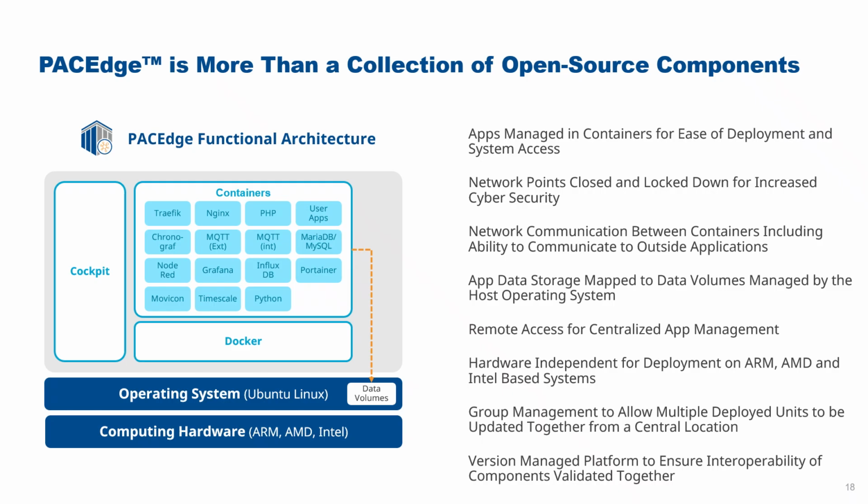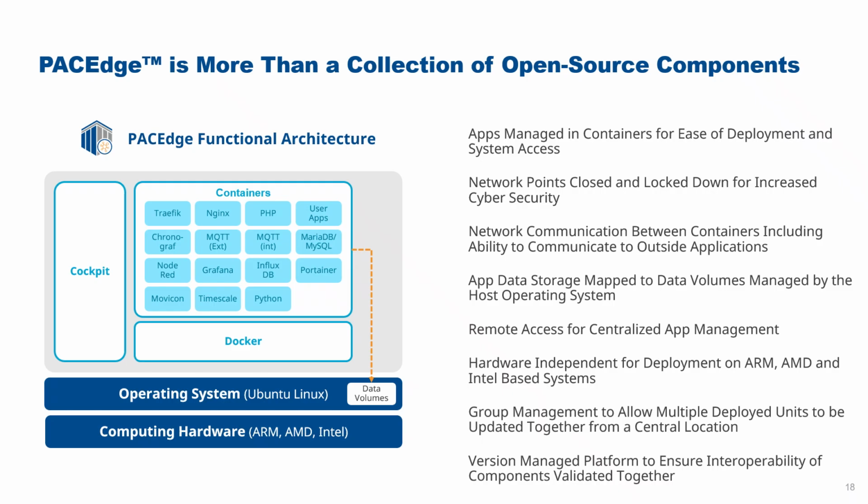Now you might argue that PACEdge is just a collection of open source components. And you might say, well, I will go out and buy my own industrial device and I will download and install all of the PACEdge components and run them separately. And to some extent that's true. You could do that. There's nothing to stop you choosing the best of breed components along with Movicon if you need it and creating your own applications. And we can certainly support that using our rugged industrial PC range.